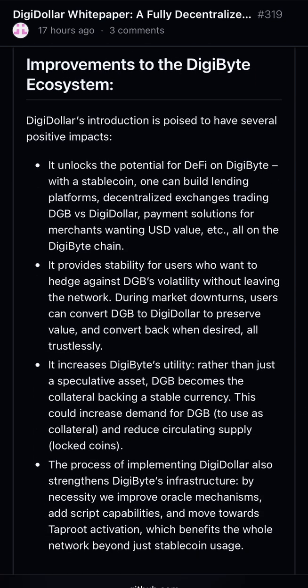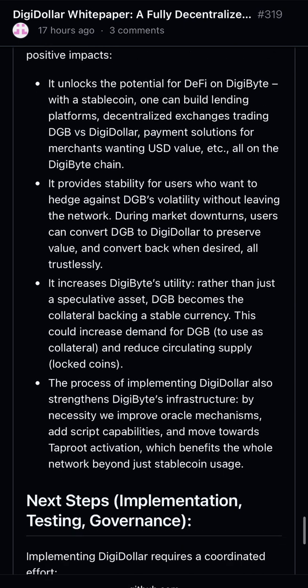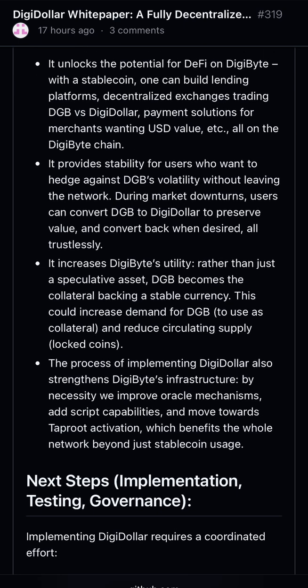Improvements to the DigiByte ecosystem. DigiDollar's introduction is poised to have several positive impacts. It unlocks the potential for DeFi on DigiByte. With a stablecoin, one can build lending platforms, decentralized exchanges trading DGB versus DigiDollar, payment solutions for merchants wanting USD value, etc., all on the DigiByte chain.